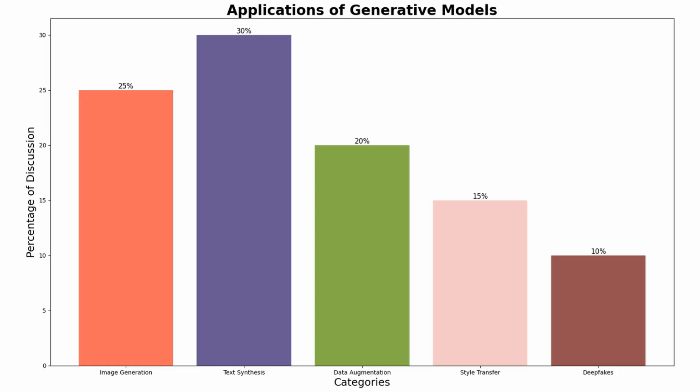A key takeaway from this chart is that more than half of our conversation, specifically 55%, is centered around text synthesis and image generation, highlighting a focus on these two areas. So, as you approach this material, prioritize diving deep into methods and examples relevant to text and image generation first. But don't forget, data augmentation, style transfer, and deepfakes are also important, just covered with a bit less intensity.